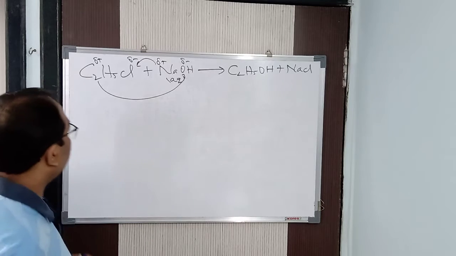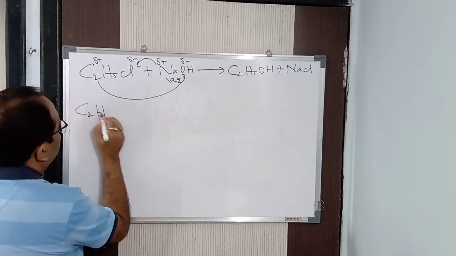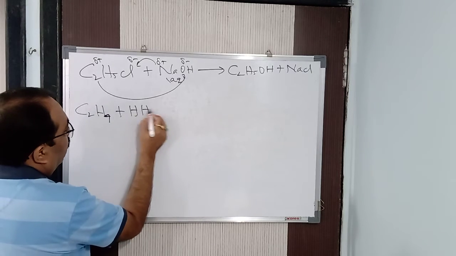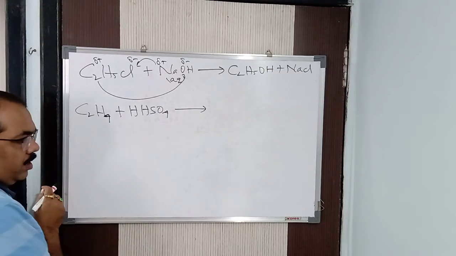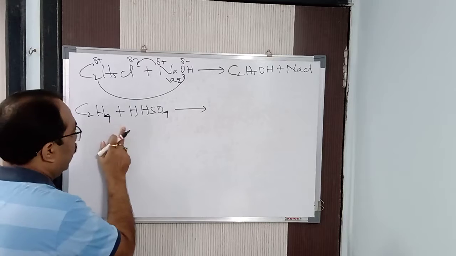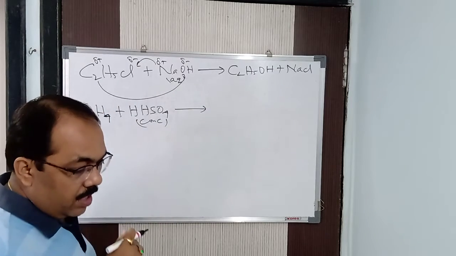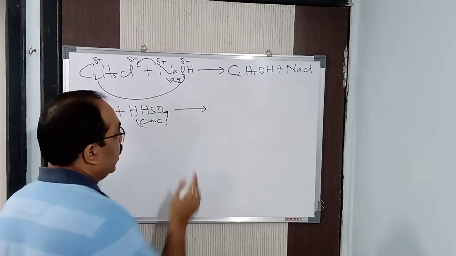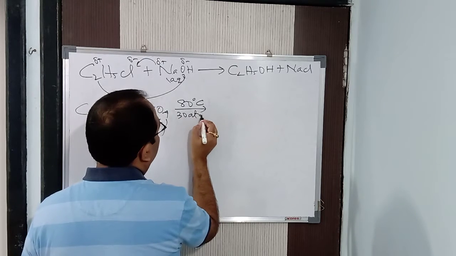Now, next, you can prepare alcohol from ethene. Suppose you take ethene, C2H4, plus H2SO4. You write it as H-HSO4, it will be easy for you to write the reactions. Then what will I be getting? It should be conc H2SO4, the temperature should be 80 degrees centigrade and under 30 atmospheric pressure.